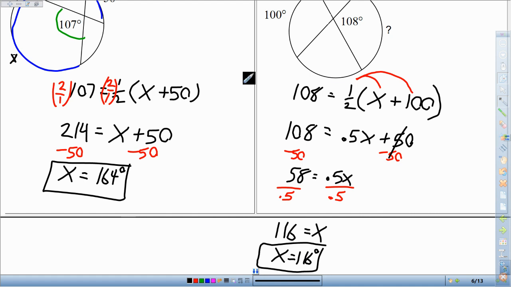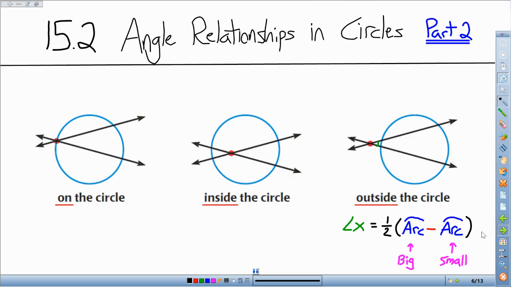Okay, so that's angles inside the circle. Let's see what happens when we end up with angles outside the circle. Okay, first thing, here's the formula. Go ahead and go back to the top of your notes and get this new formula. Okay, so if you guys notice, this is very similar to the angles inside the circle formula. We have the angle outside equals half the measure of the two arcs subtracted from one another.